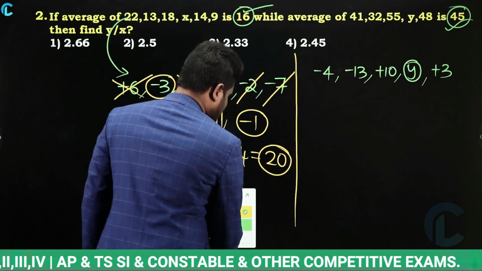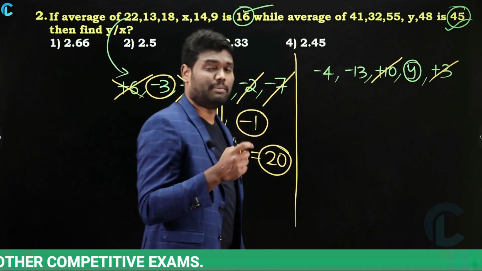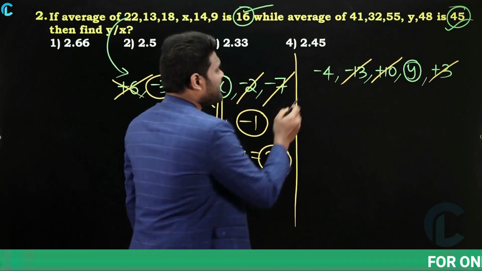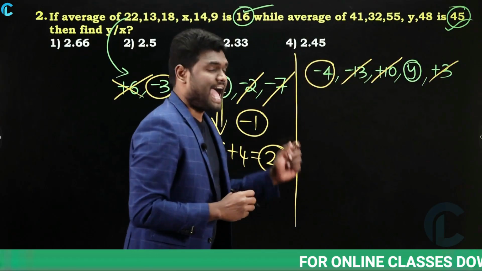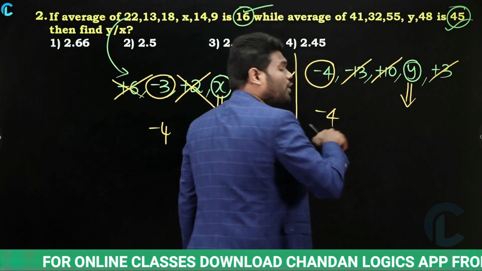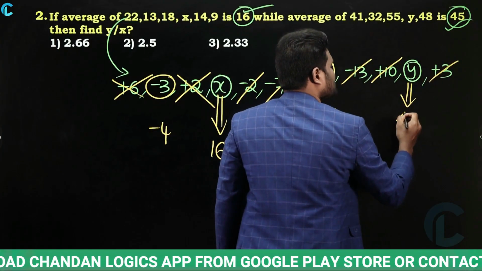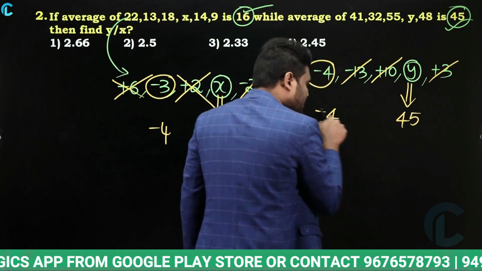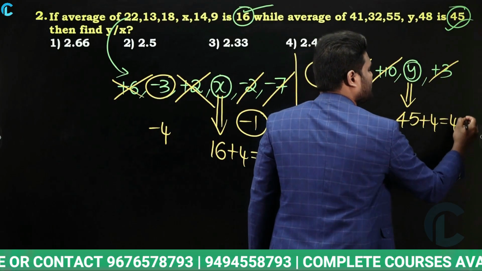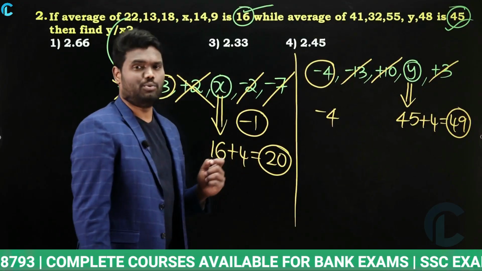Okay. Now just balance it. If you are going to balance this, plus 10 plus 3 is nothing but plus 13. So plus 13 minus 13 gets cancelled. Finally, you are left out with minus 4. As you got 4 lesser, now this number should be 4 more than the average. Actual average is 45, so 4 more means 45 plus 4. This is nothing but 49. So y value is 49 and x value is 20.